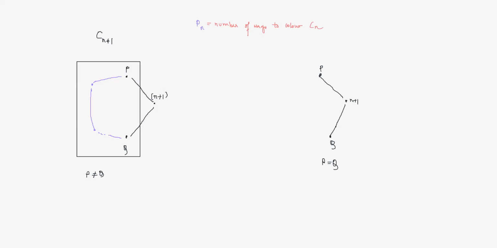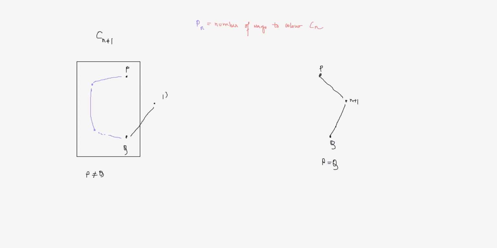Understand this very carefully: in this case, P and Q are distinct colors. That means the total number of ways to color this is the same as coloring the cycle except the n plus 1th vertex. So let me show it to you. It's coloring the cycle without this vertex, that is, except the n plus 1th vertex.